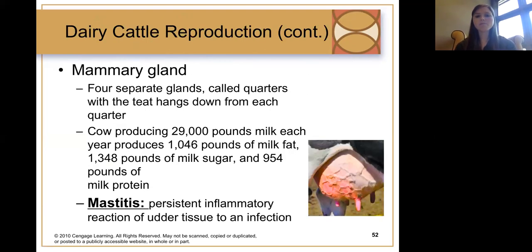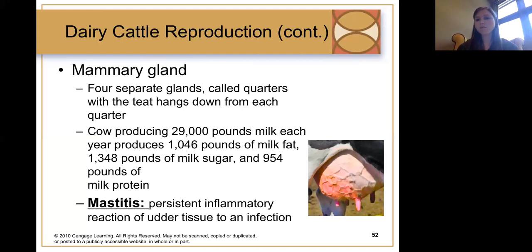So dairy cattle reproduction continued. A little bit about the mammary gland. Like we mentioned earlier, the mammary gland has 4 separate glands called quarters with the teat hanging down from each one. And so cows producing around 29,000 pounds of milk each year would actually produce about 1,000 pounds of milk fat, 1,300 pounds of milk sugar, and 900-ish pounds of milk protein.